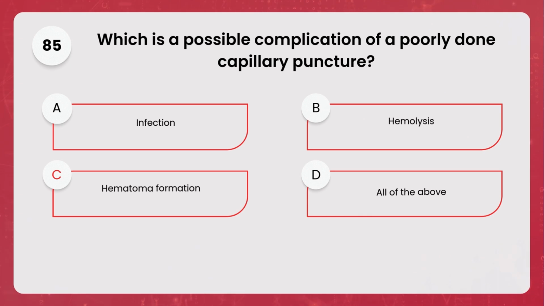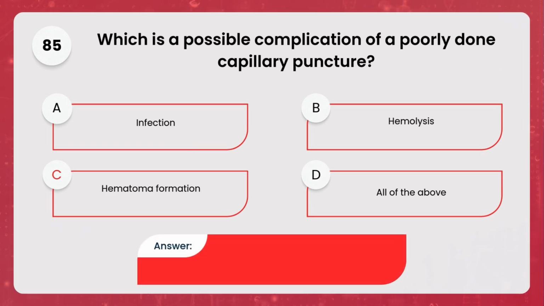Number 85. Which is the possible complication of a poorly done capillary puncture? A. Infection. B. Hemolysis. C. Hematoma formation. Or D. All of the above. The answer is D. All of the above.